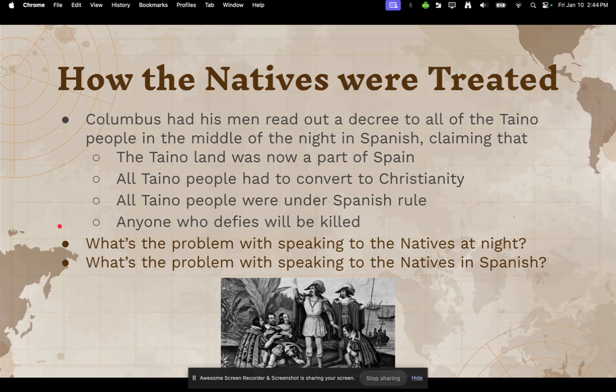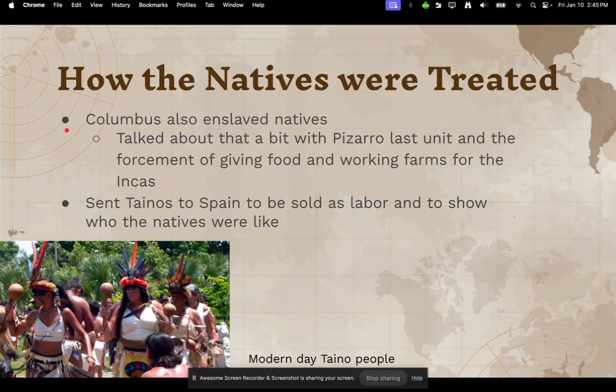So, speaking at night, people are asleep. No one's around to hear anybody. What's the problem with speaking to the natives in Spanish? Christopher Columbus literally just stepped foot onto the Bahamas. None of the Taino people know Spanish. There are no interpreters. They have no idea what they're talking about.